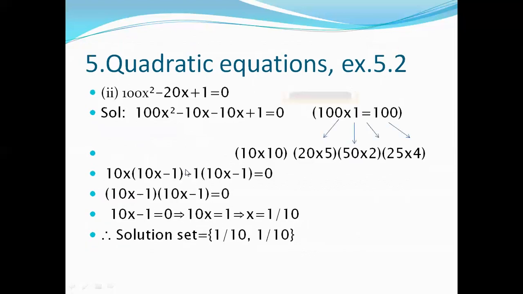Another sum. 100x square minus 20x plus 1 equals to 0.